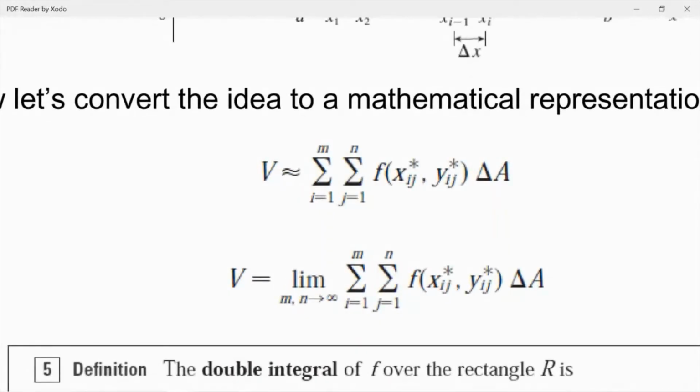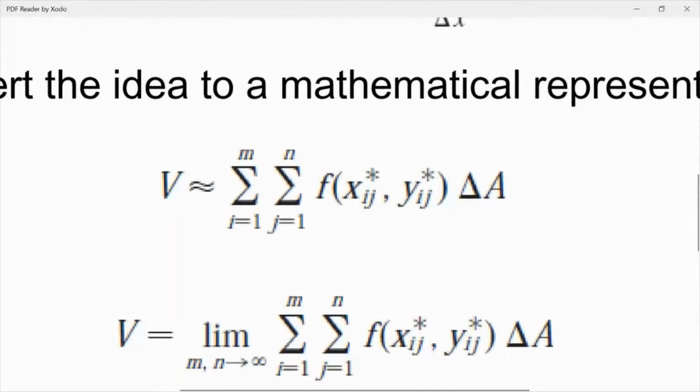So here's what we're doing: we're adding up. You can see here, we're essentially adding up all of those regions. So I've got the function defined at each of those sample points. The x with the star there and the y with the star, those are essentially saying the function at our sample points. And then the delta A is just the area of that subrectangle. So I'm going to add all those up. That's going to approximate my volume.